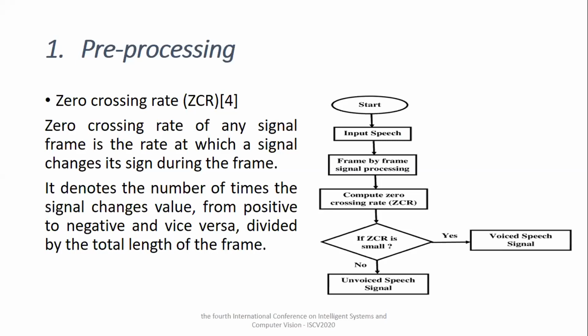The first thing to do is to remove the silence from them by using the zero crossing rate, ZCR. Zero crossing rate of any signal frame is the rate at which a signal changes its sign during the frame. It denotes the number of times the signal changes value from positive to negative and vice versa, divided by the total length of the frame. After the calculation of ZCR, a signal is reconstructed without silence and with a detection of the endpoint when frames' maximum values are strictly higher than the zero crossing rate.